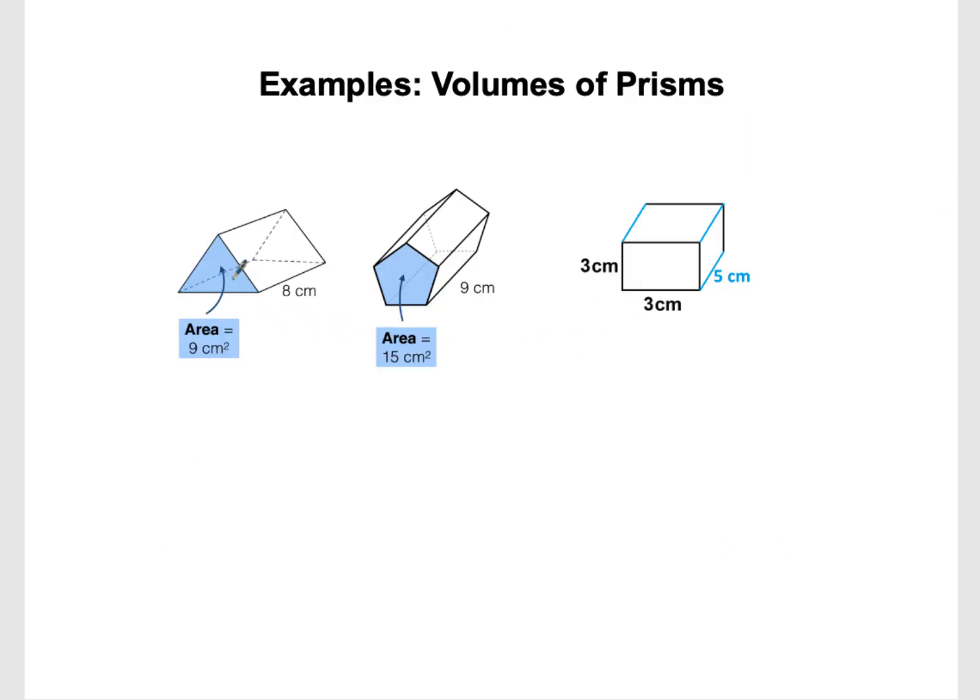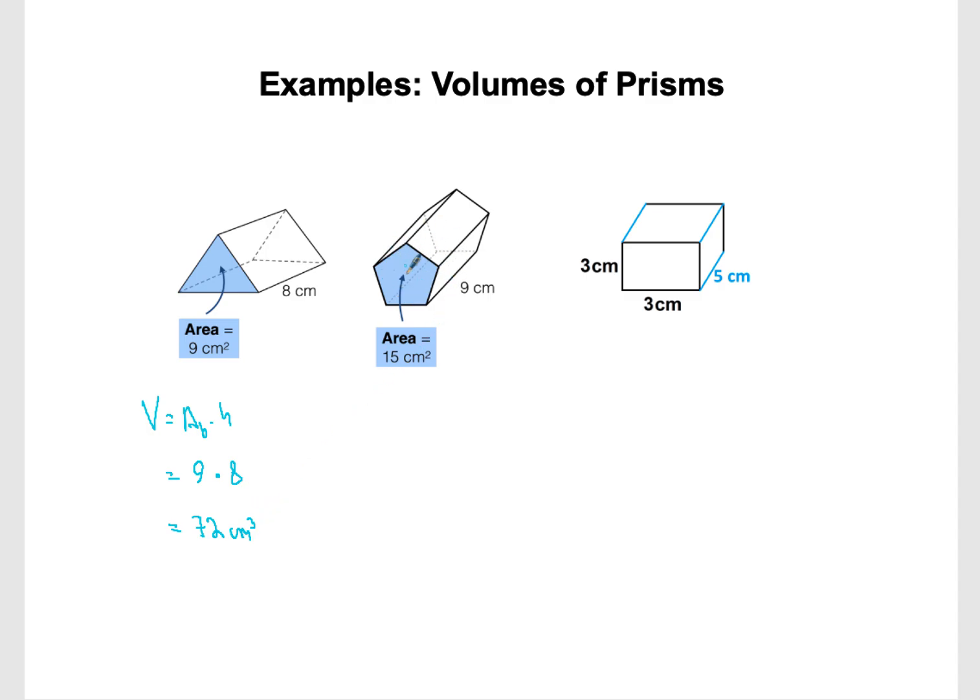For the first one, I was lucky enough that they actually gave me the area of the triangle. So I know that the volume is the area of the base times the height. Well, in this case, the area is given. So it's just 9 times 8. So that's going to be 72 centimeters cubed, because that was centimeters squared, and this is centimeters cubed.